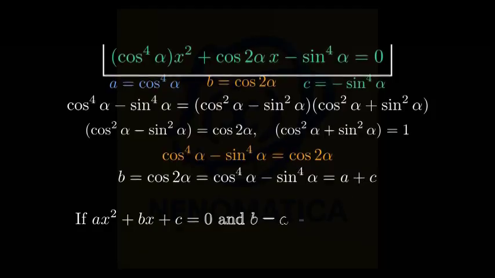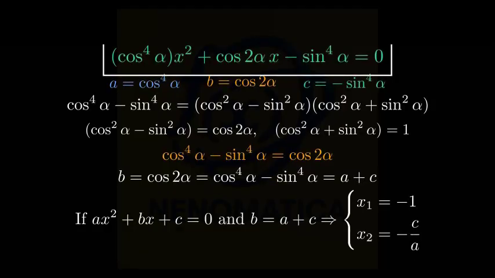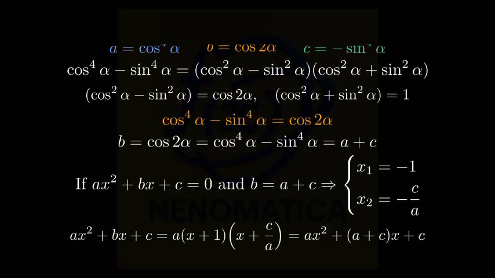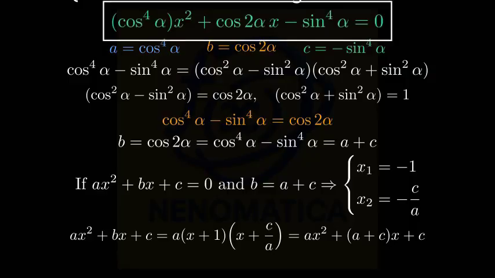There is a beautiful shortcut. If ax squared plus bx plus c equals 0 and b equals a plus c, then the roots are x1 equals negative 1 and x2 equals negative c over a. You can see this by factoring a times left parenthesis x plus 1 right parenthesis times left parenthesis x plus c over a right parenthesis. Expanding gives ax squared plus a plus c times x plus c, so b equals a plus c. Apply the shortcut.